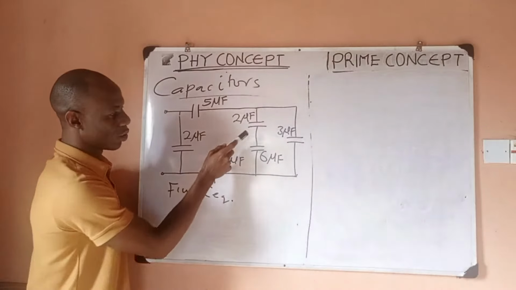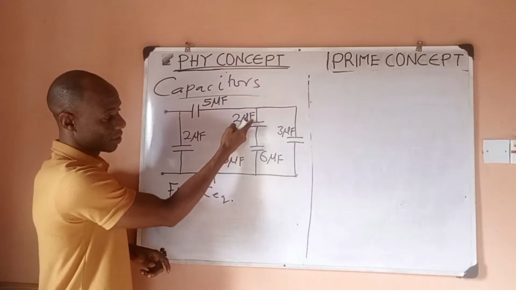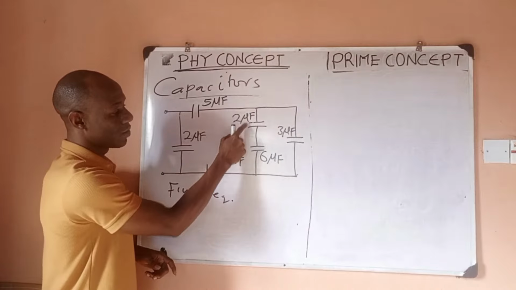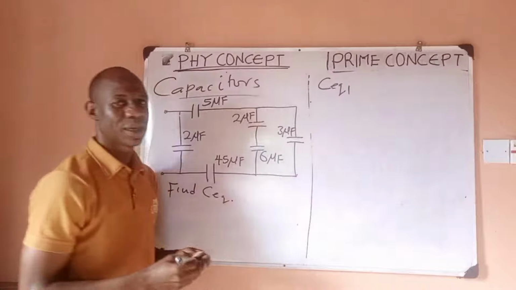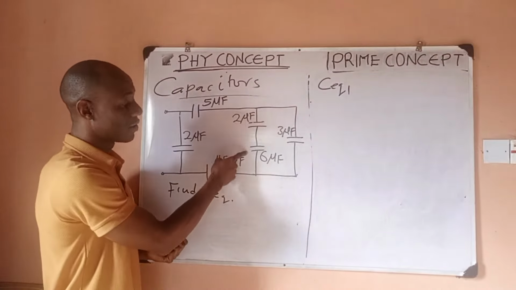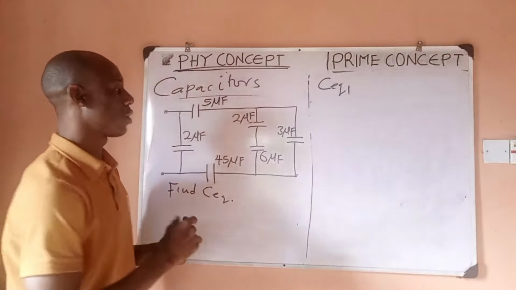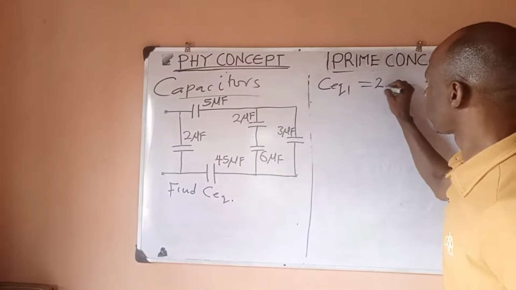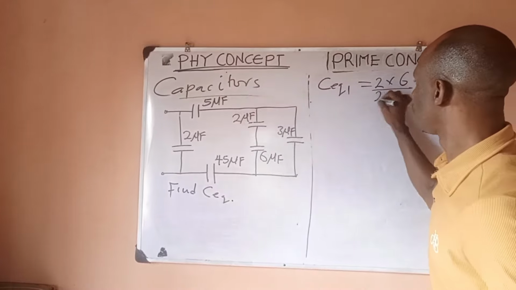Now, first, you want to notice that these two capacitors are in series. You can see them straight. It means that this and these are in series. So how do I find the equivalent for these two? I would call it C equivalent 1. That is my first equivalent. Since both of them are in series, I would use the idea of what? Product over sum. So what is it going to be? It's going to be 2 times 6, then you say 2 plus 6.